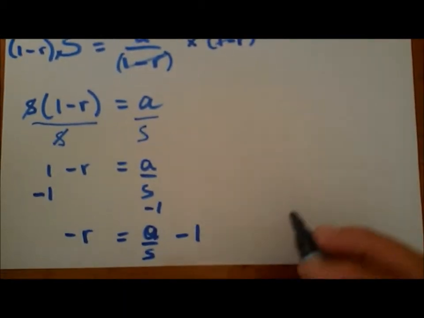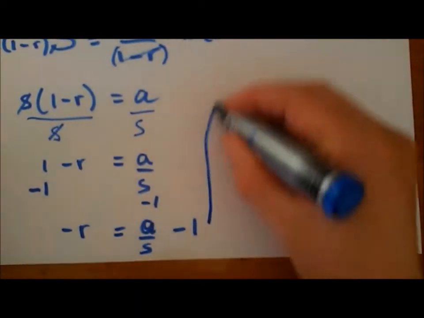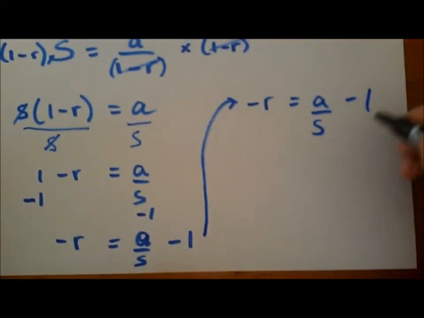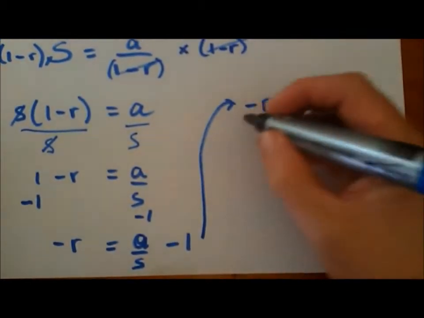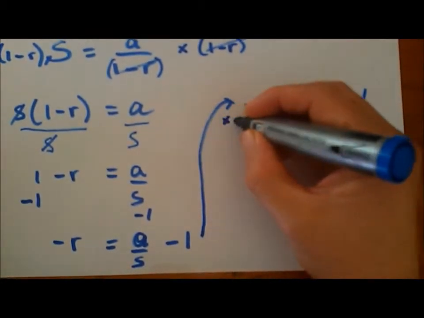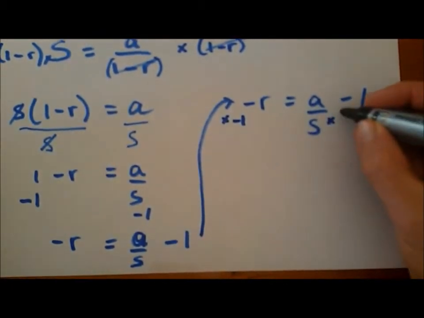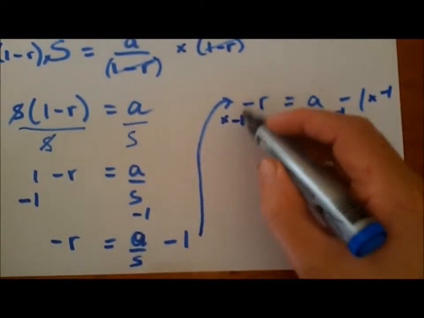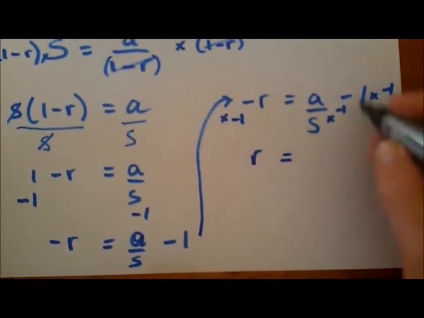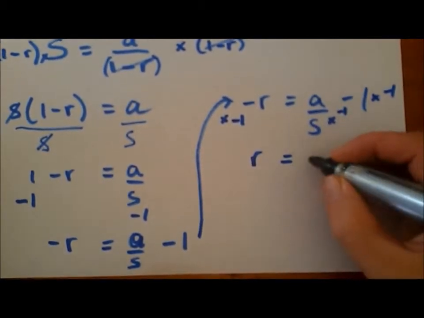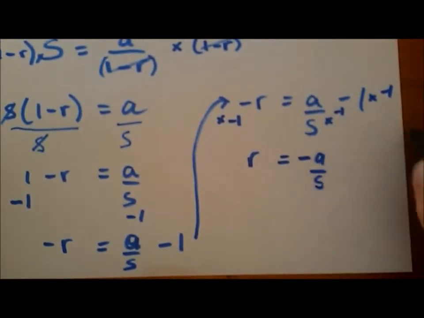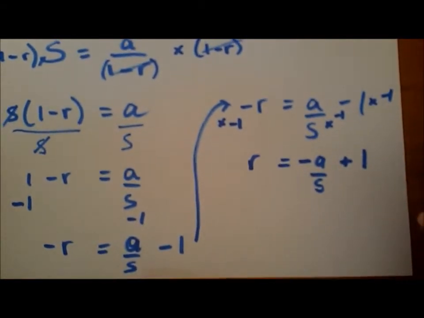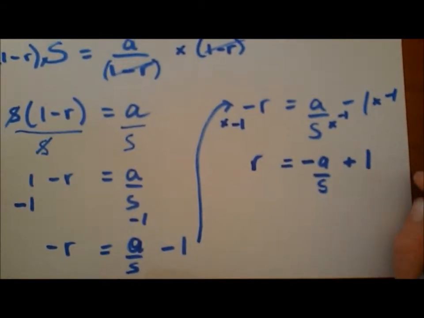And then to get rid of this negative r equals a over s minus 1, I want to get rid of the negative 1. Times everything by negative 1. So times by negative 1, times negative 1, times negative 1. Everything gets multiplied. This becomes positive r. This is a positive times a negative. Negative a over s. Negative times negative makes a plus 1. And now my r is the subject of a formula.